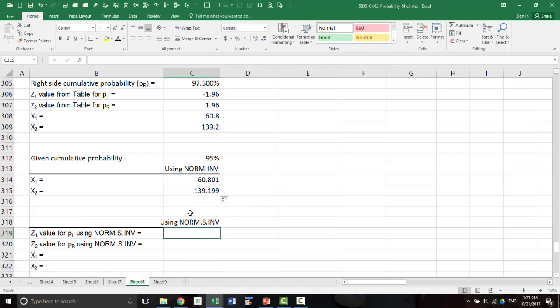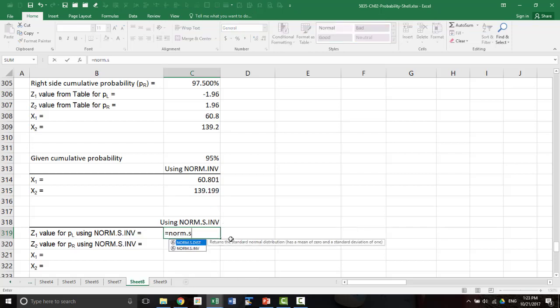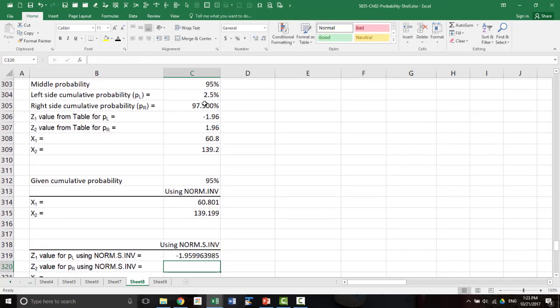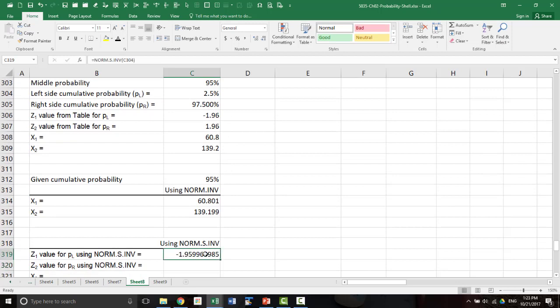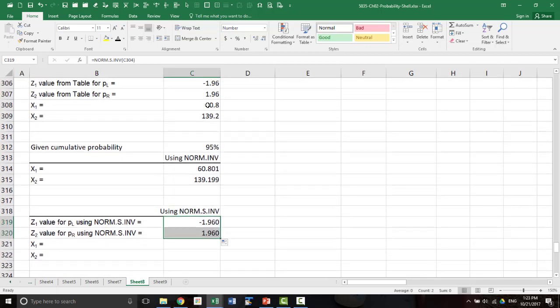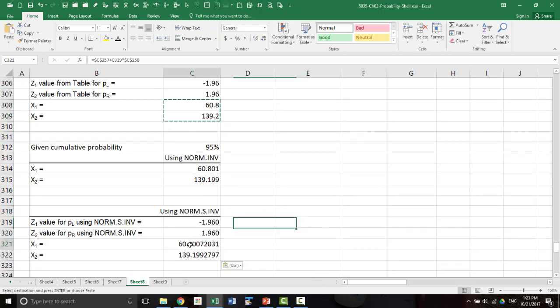Now if you want to use the norm.s.inv, you'll get the z value. And now you use just the cumulative probability. So now this is more accurate. We had 1.96 before, and this one is much more accurate because we are using the Excel function. And then we can copy these two formulas over here and you get the x values.